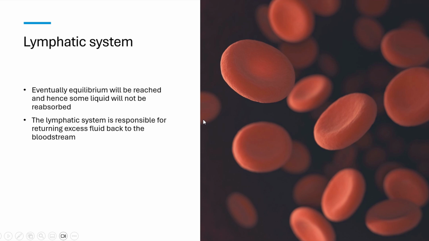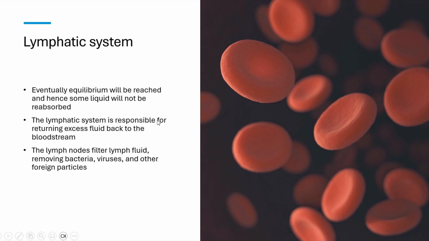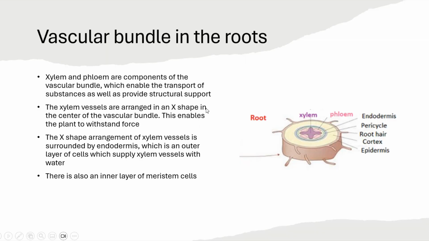The lymphatic system is responsible for returning excess fluid back to the bloodstream. The way it does this is there are lymph nodes, which filter lymph fluid and remove bacteria, viruses, and other foreign particles. Obviously, this fluid has come from the cells, since it got forced out of the capillary into the cells. So it would have had all this material around it, so it's got to come through the lymph node to filter all that out. Lymphocytes in the lymph node also play a crucial role in immune defense.